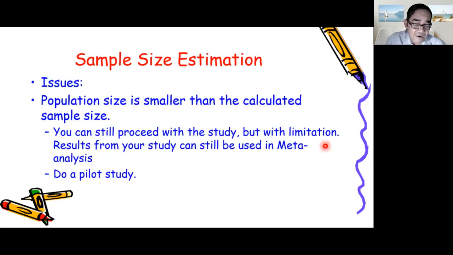Now, I mentioned this issue a while ago. If the population size is smaller than the calculated sample size, you can still proceed with the study, but with limitation, as I said. And results from your study can still be used if people do meta-analysis. Another option is to do a pilot study, if you only have that much population. But of course, you cannot do a pilot study if there have been studies before. It can no longer be a pilot study.